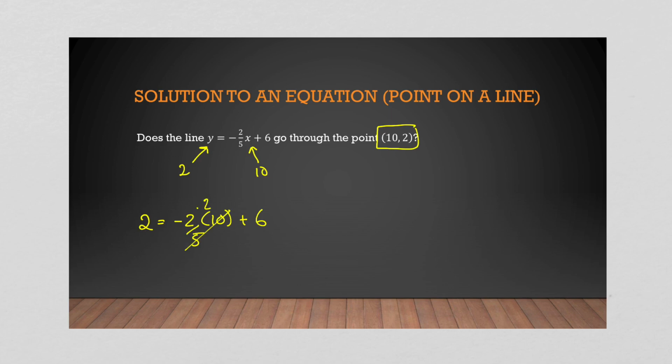So 2 times negative 2. So 2 times negative 2 is negative 4. Negative 4 plus 6, 2 equals 2. Yes, that's true. So yes, I am a solution. I am a point on the line.